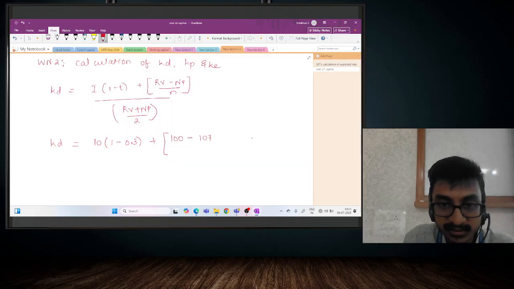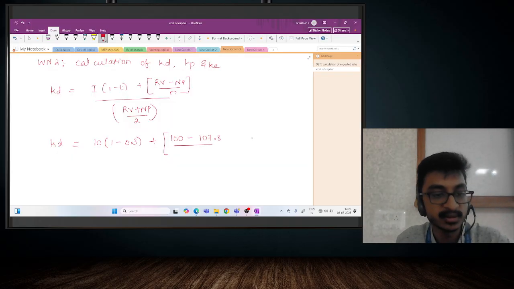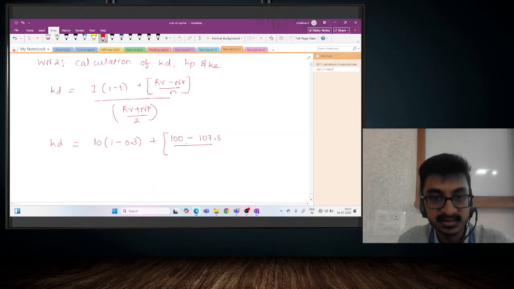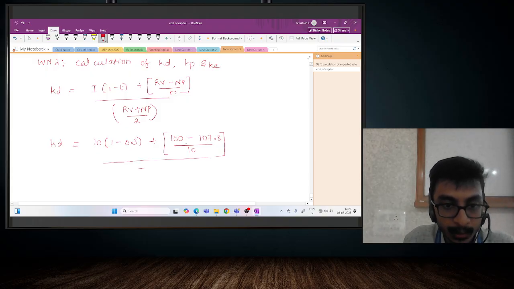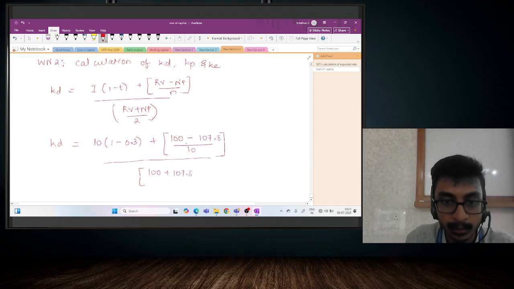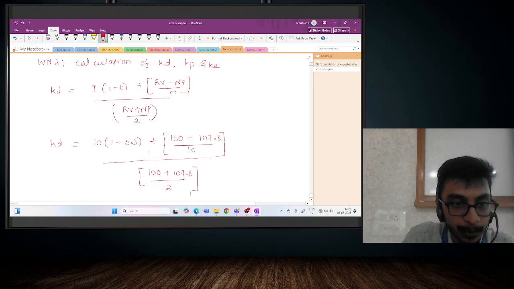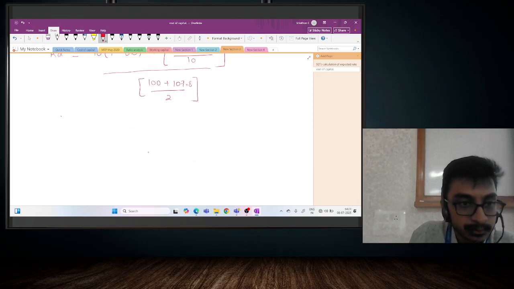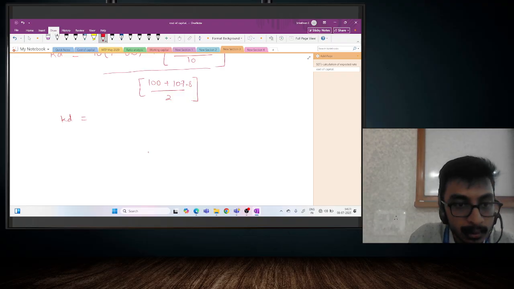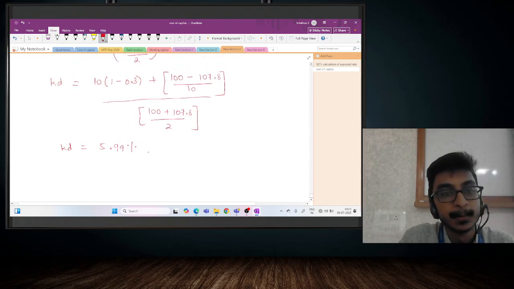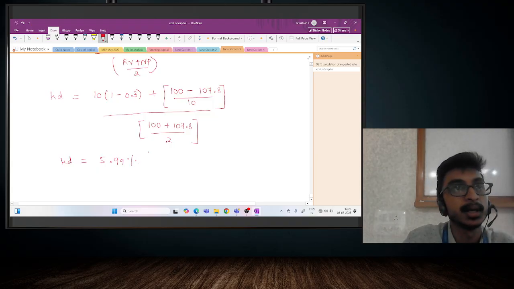100 minus 107.8 whole divided by, what is the N? 10 years. Redemption value is 100 plus net proceeds is 107.8 whole divided by 2. So what is the cost of debt? 5.99%. Everyone done till this point? Any doubt?